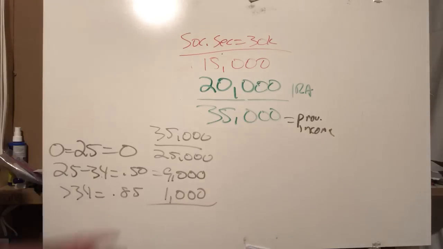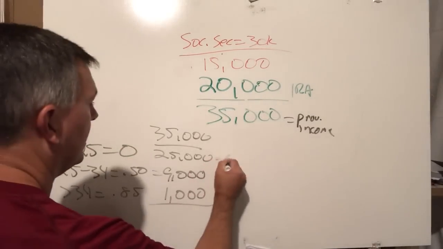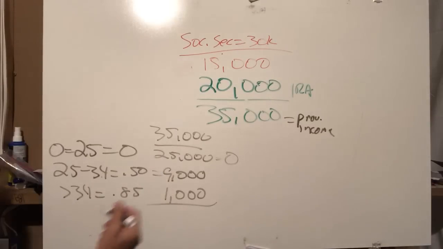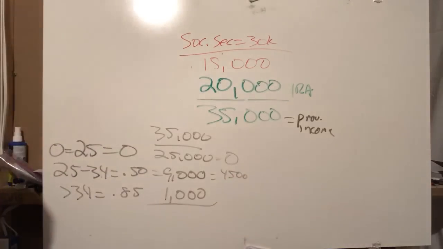That makes sense. So 25, is that right? Plus, yeah, right. So 34, 35. There you go. So 35,000. The first 25 is 0, so we go equals 0 here. We're going to go 9,000 times 0.5. This pen is driving me crazy. 4,500. Yeah, you can still see that.